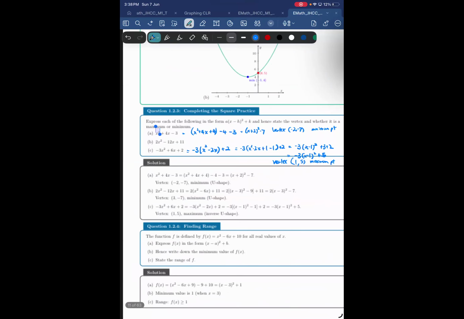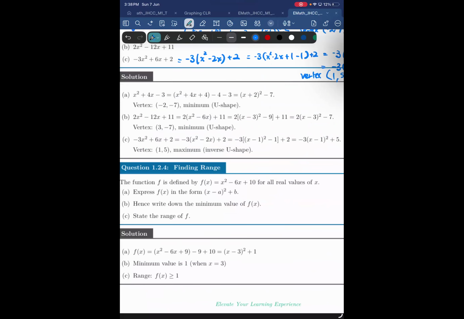So essentially what you need to do here is complete the square. That one I want to go through. Completing the square will allow you to find, if it is a U-shaped graph, the minimum value. The minimum value is the y coordinate of the minimum point.